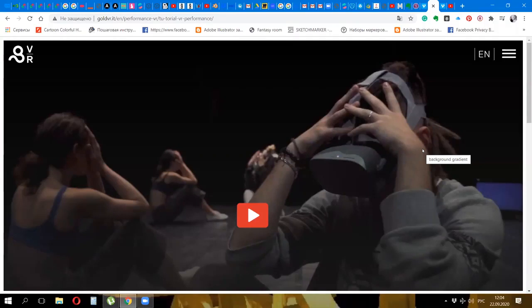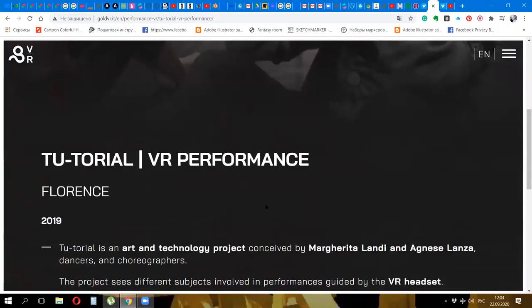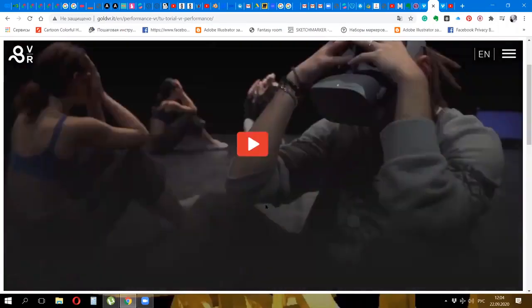The next slide is about a tutorial VR performance in Florence in 2019. Unfortunately, there is no video, but the concept is that people wear VR headsets, and a VR guide performer teaches people how to dance. Even though the participants are not professional dancers, they try to repeat the movements of the avatar.